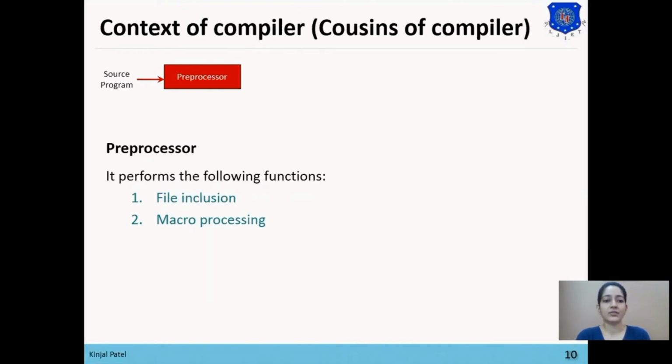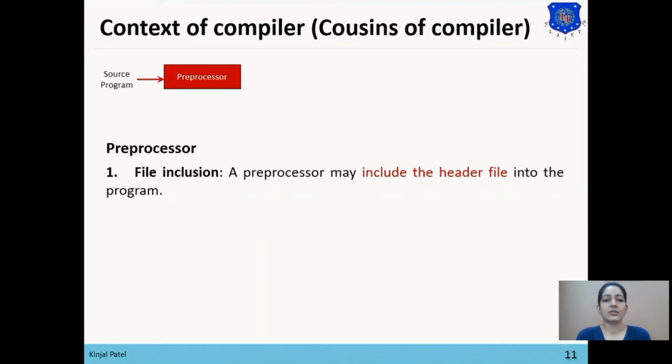First one is file inclusion, second one is macro processing. So what is file inclusion? If we write a C code, then the starting lines will be hash lines, means it can be hash include, hash define. So preprocessor will remove hash lines by including the files into our program. For example, if our line is hash include stdio.h, then preprocessor will remove this line and it will add the required header files into our program.